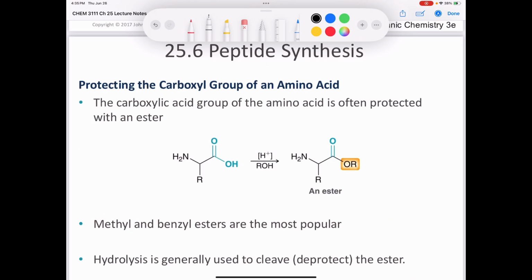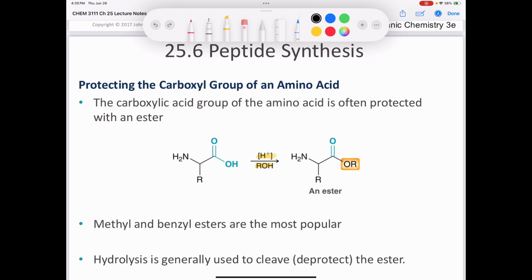Okay, so now we've seen two ways to protect the amine, one with the Boc group, the other one with the Fmoc. What about protecting the carboxyl group of an amino acid? Well, the way that we usually do that is by making an ester. And if you're like, hey, esterification, I know how to do that, a catalytic amount of acid and an alcohol, and there you have it, my ester. You're right. That's how you do it, using the chemistry that we learned before when we talked about esterification.